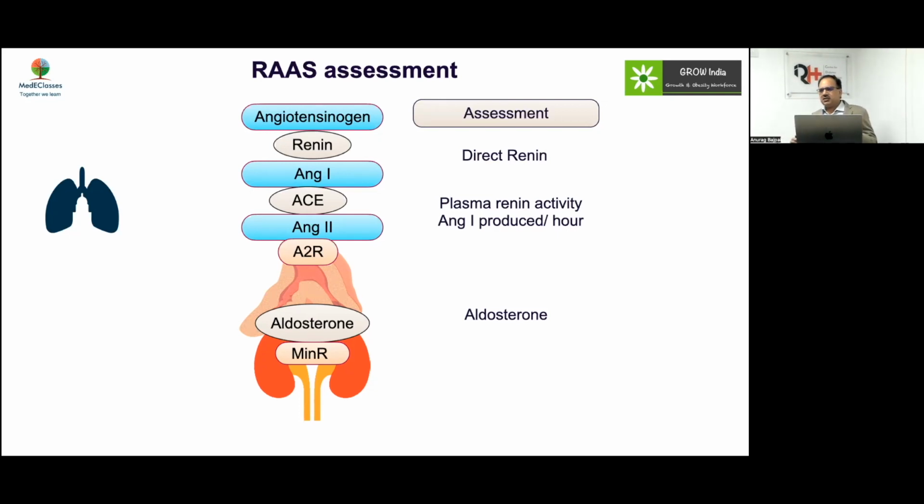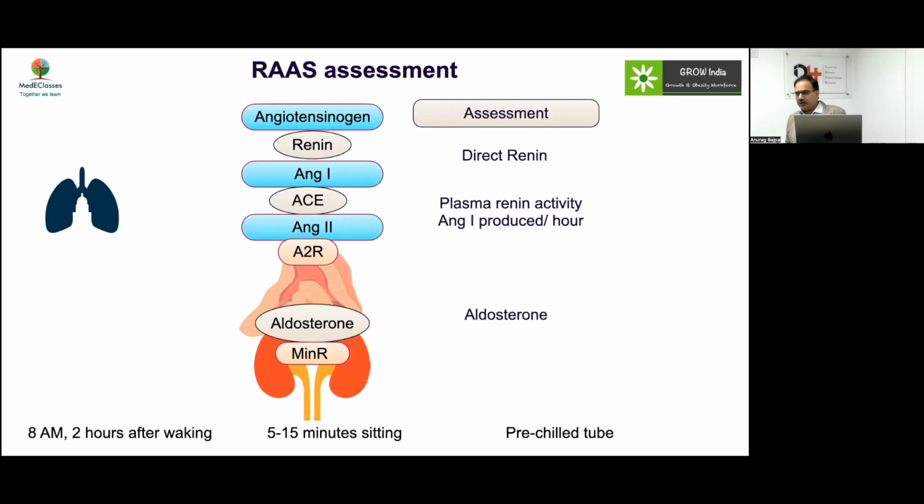So the screening investigation for anybody whom you're thinking of as endocrine hypertension is an aldosterone along with renin level. Now, what you need to be cautious about is that this should ideally be done in the morning around 8 a.m., 2 hours after the patient has woken up. Very importantly, 5 to 15 minutes of sitting posture is important. And if you're doing particularly a plasma renin activity, which is a bioassay, you should use a pre-chilled tube. Otherwise, you will have a falsely decreased level as far as the renin is concerned.